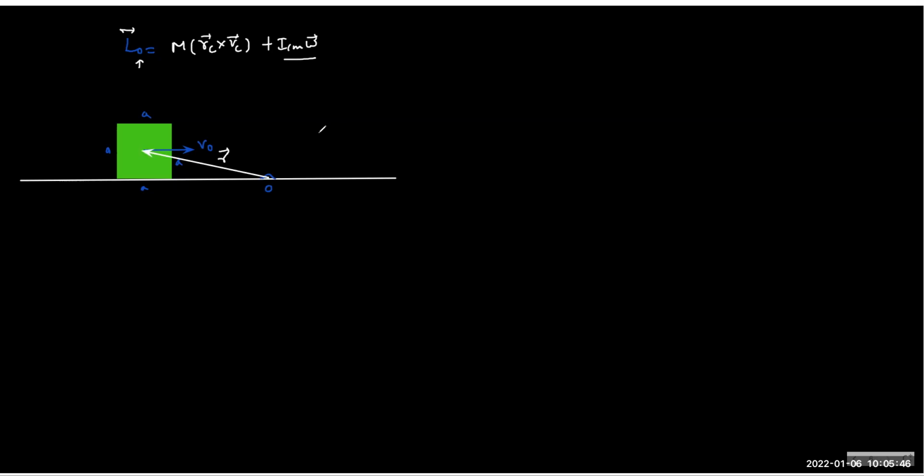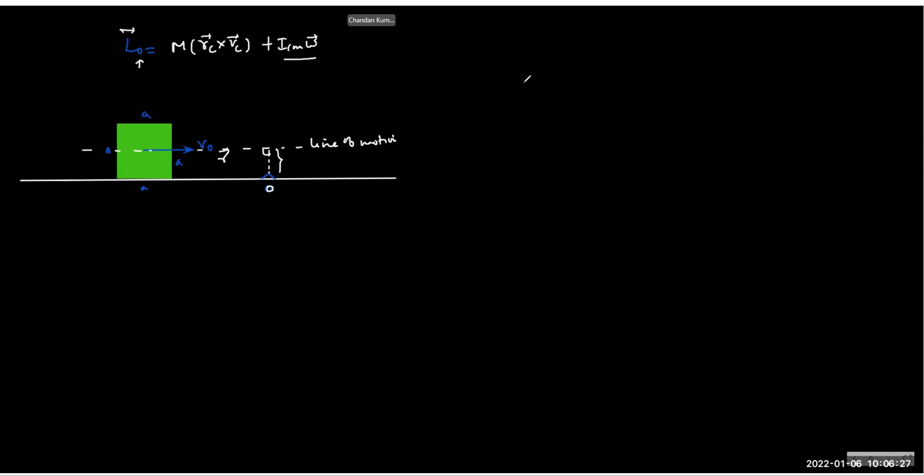So R cross V. This is simple, no? Because the line of motion is clearly visible to us. And this is the distance between the line of motion and O, right? So we can always replace this. What we need to know is the separation between the line of motion and the point of interest. What is the perpendicular separation? What is this separation? Can you tell me? This separation is how much?